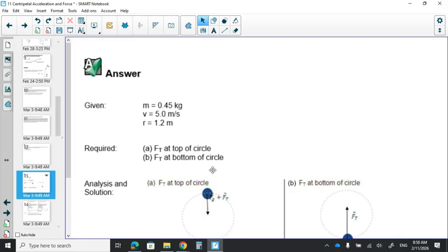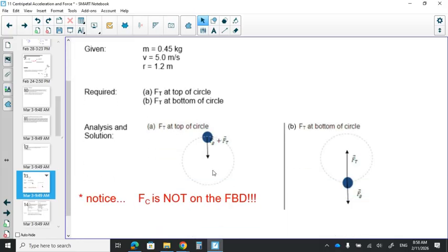So for their analysis here, of course, a free body diagram. At the top of the circle, it's just the gravity, and then at the bottom of the circle, you've got a tension force and a gravity force, and of course, FC is not on the free body diagram. FC is the addition of all of those things, right? Is it 0 at the top? It depends on what we have. No, it's not 0. They just haven't drawn it in, right? So we've got FG and FT.